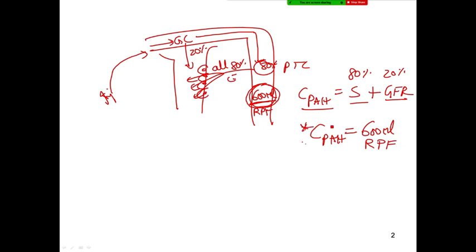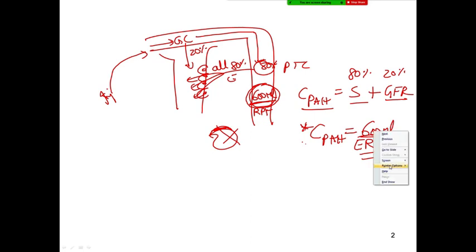So clearance of PAH gives you the effective renal plasma flow because it underestimates by about 10%. It does not give you the actual value because part of PAH goes to the capsular region and the fat area. That is actually not removed. Okay, but that's close enough. That will give us a good idea about the renal plasma flow.